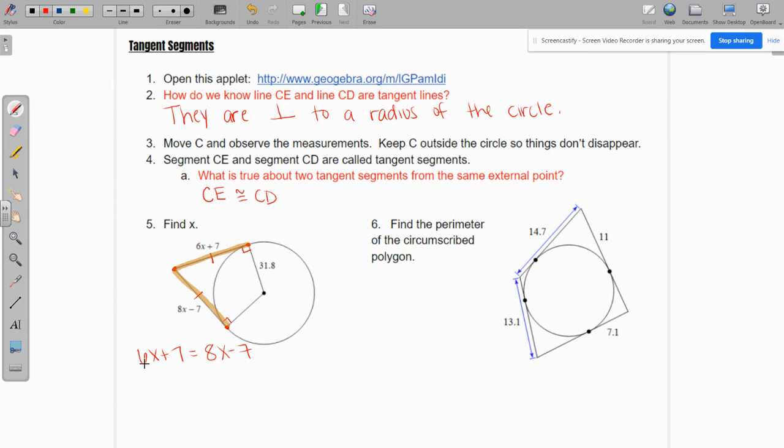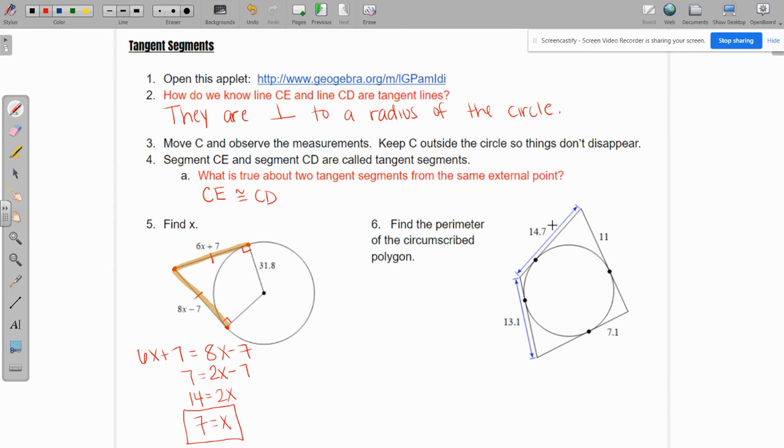So to isolate x, we could take away 6x from both sides, which means we would have 2x minus 7 equals 7. Add 7 to both sides, so 14 equals 2x. And dividing by 2 tells us that x equals 7.